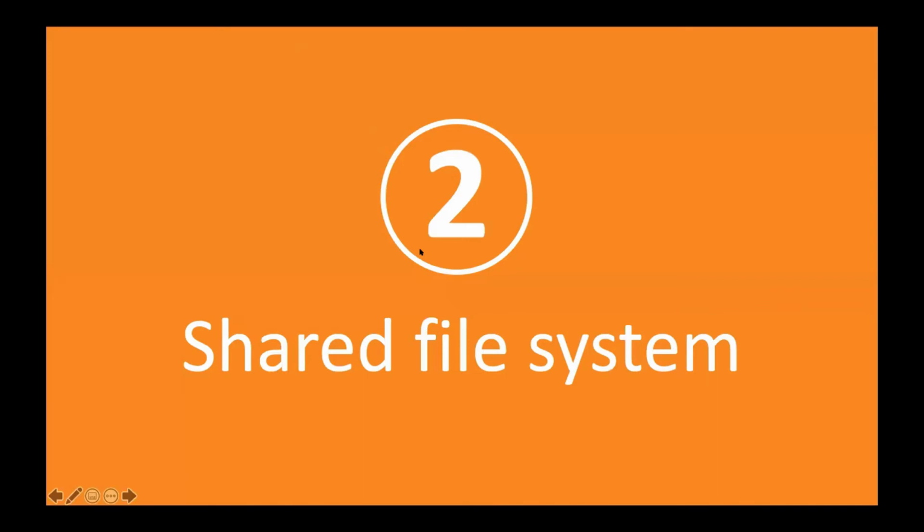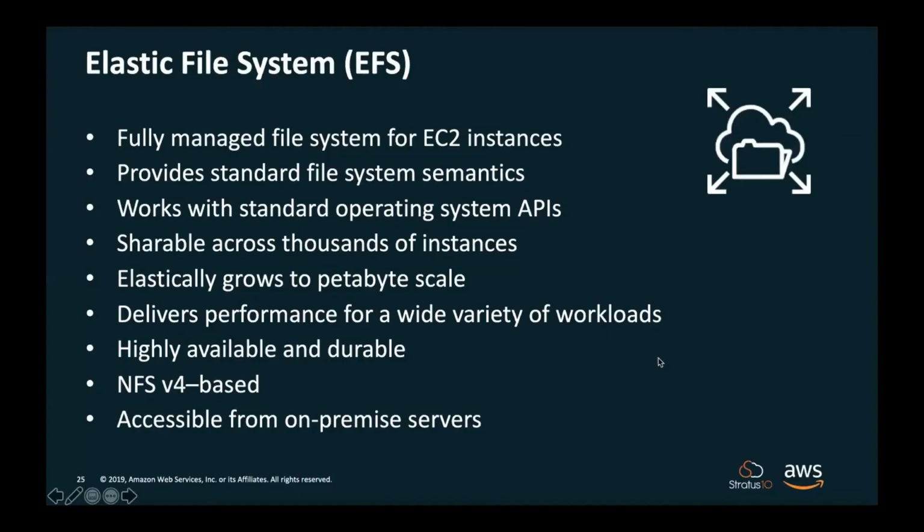Hi, everybody. We're here to talk about shared file systems. These are services that allow you to share content across multiple instances. The first one to talk about is Elastic File System, or EFS, and it's a managed NFS service that is simple, elastic, scalable, and highly available. You can share it across multiple instances, you can grow it, and you pay for what you use versus having to pre-allocate storage.